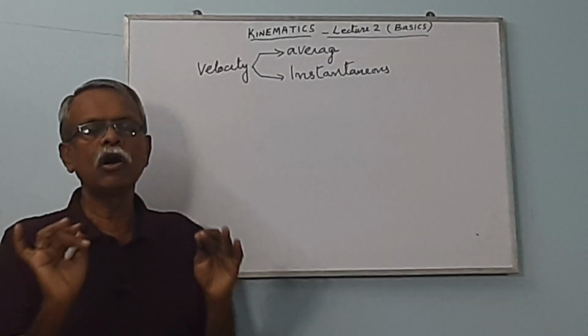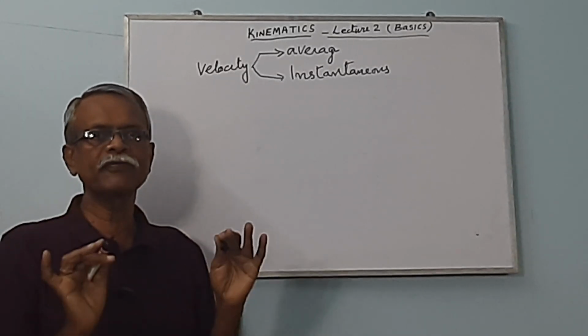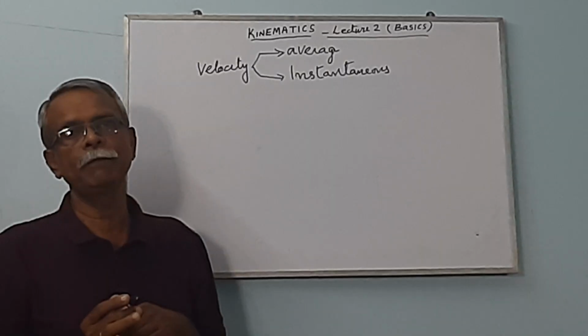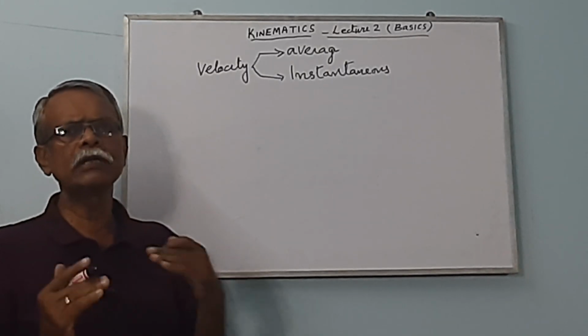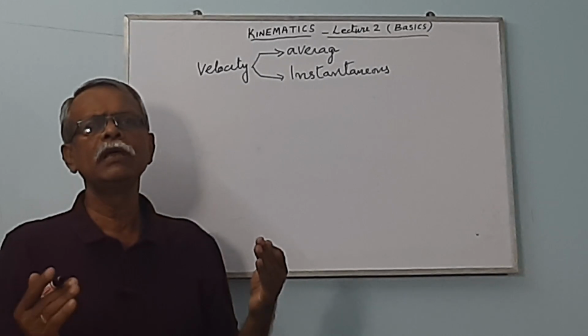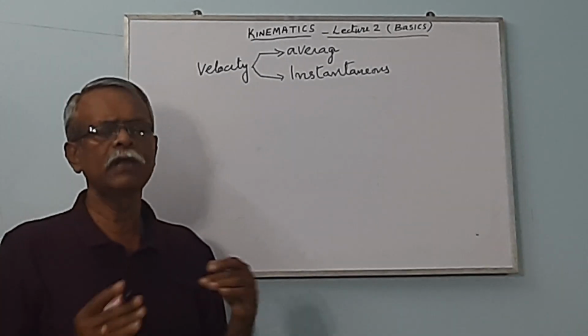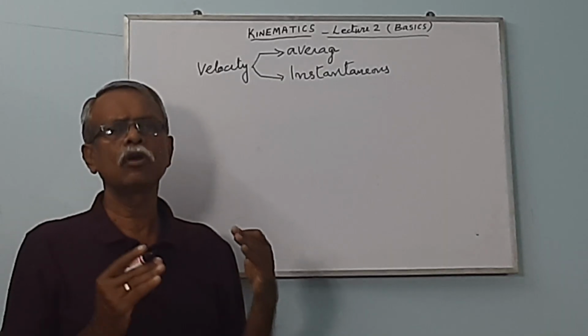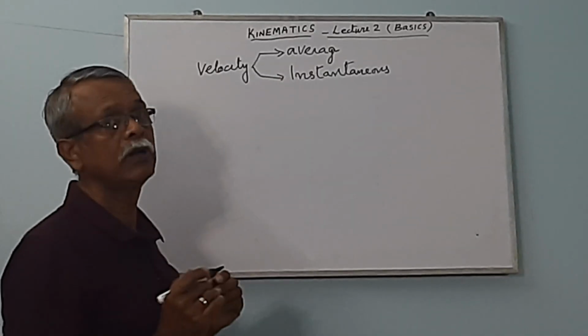The reading of the speedometer of your car is actually representing instantaneous velocity. But the total distance covered divided by total time taken will be representing the rate at which the displacement, or the position, is changing. So that is the idea of velocity.